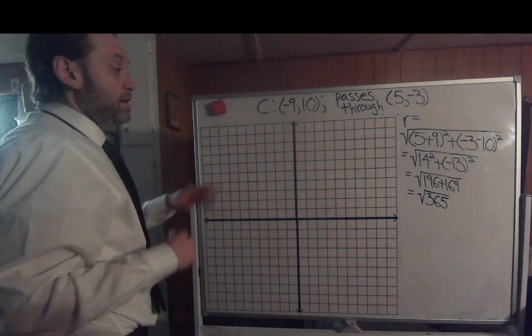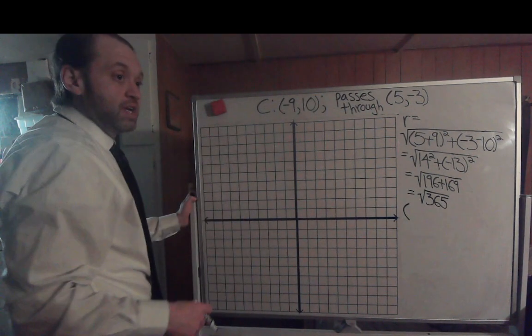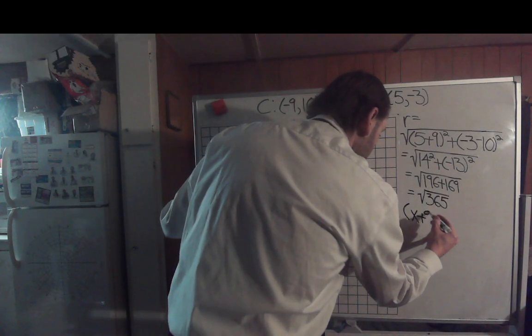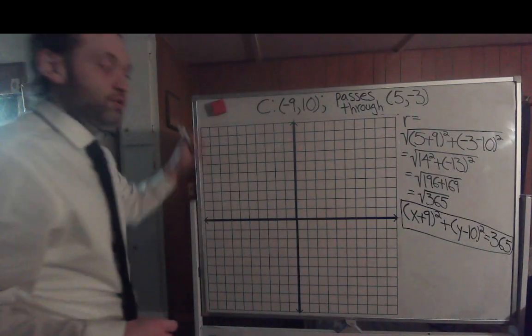Okay. Now, to find the equation, you're going to take x minus your -9. So you'll have x minus -9, which will really turn into x plus 9, that quantity squared, plus take your y minus that y coordinate of 10, so it would be y minus 10, that quantity squared, equals your radius of square root of 365 squared, which would simply be 365. So the equation you should get would be x plus 9 squared plus y minus 10 squared equals 365.